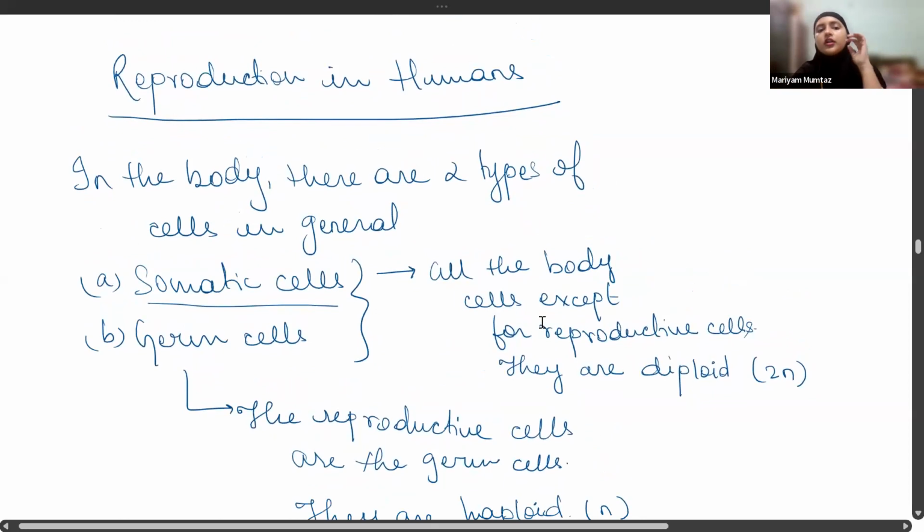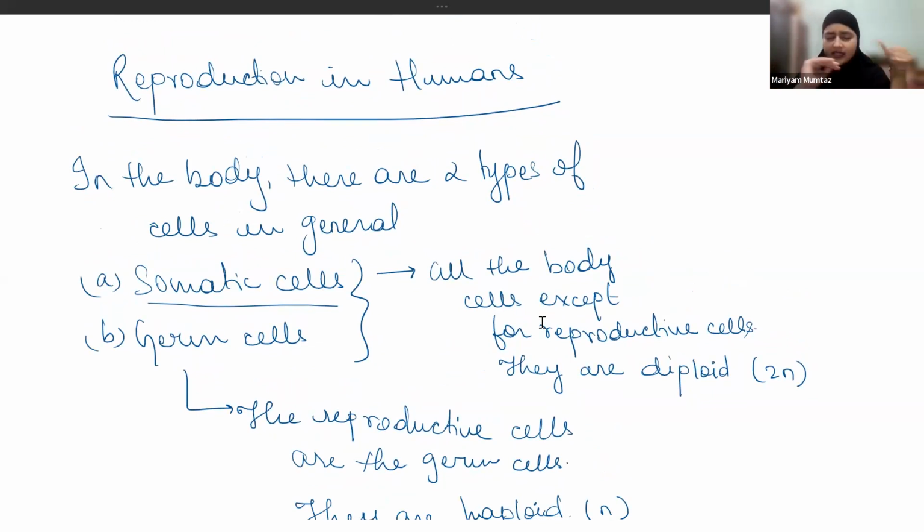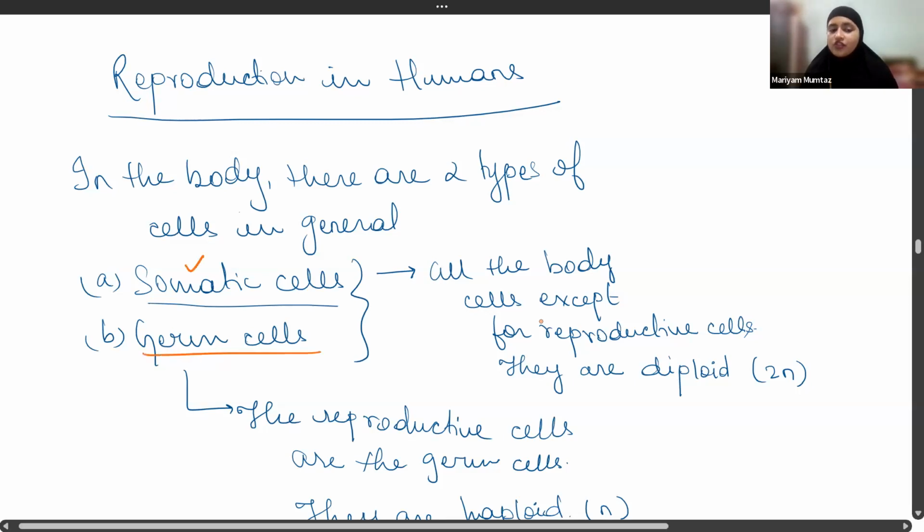All right, so let's talk about reproduction in humans. Before diving into the different parts and everything, let us talk about the basics. In our body, there are two types of cells. This is the broadest division there is. Two types of cells in our body: one is the somatic cell, one is the germ cell.